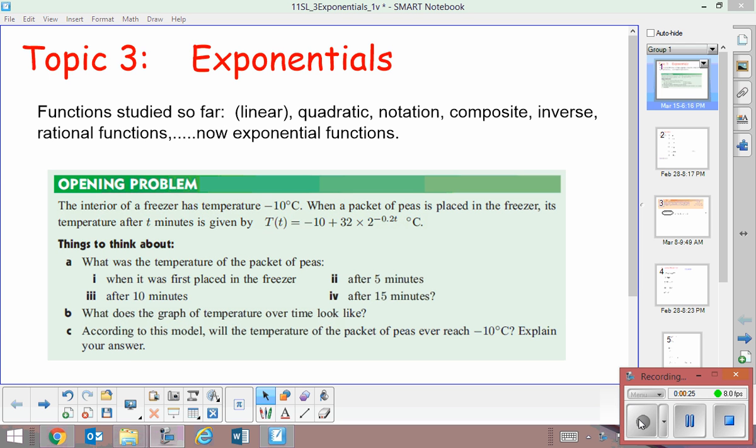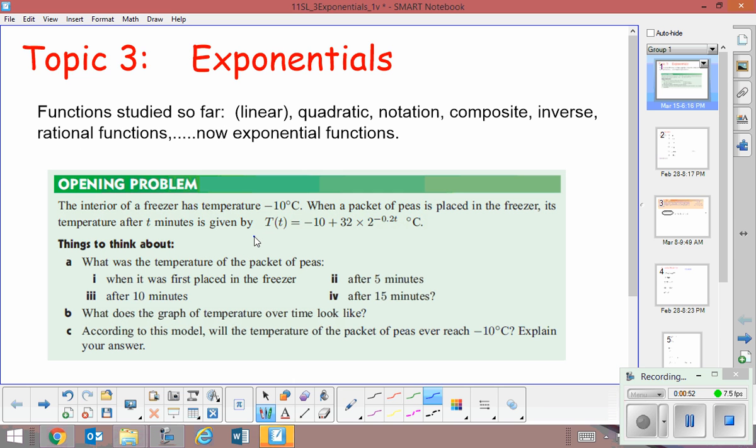As the term exponential tells us, it's got something to do with the exponent. And in these functions, our variable is in the exponent. The opening problem they give you is looking at a freezer, and we're putting our peas into the freezer, and it's going to freeze up, and the temperature after a certain number of minutes, t minutes, is given by this equation. You can see here, capital T is our temperature, that's our function, whereas our variable in this case is little t. So just watch your notation.